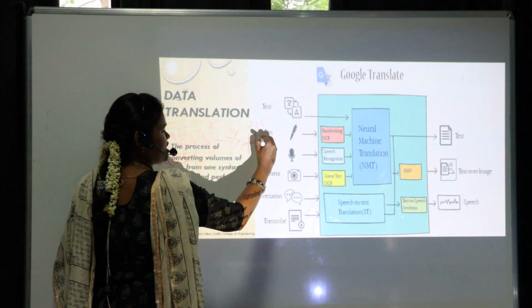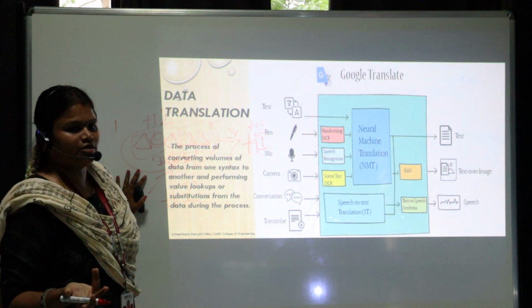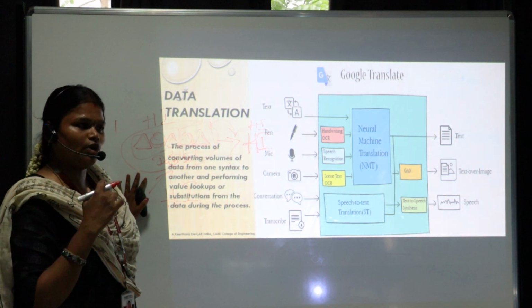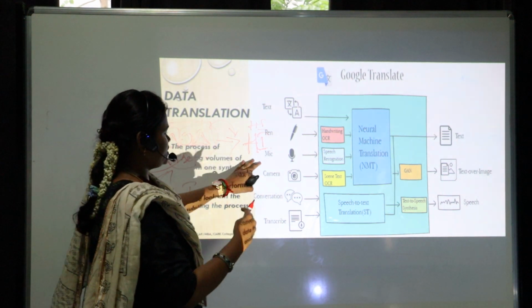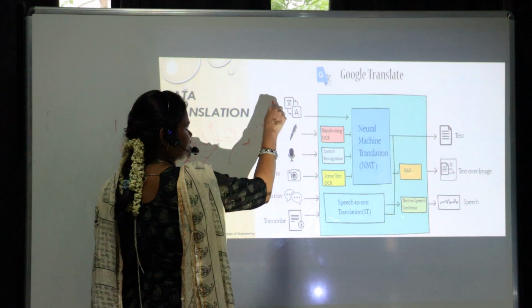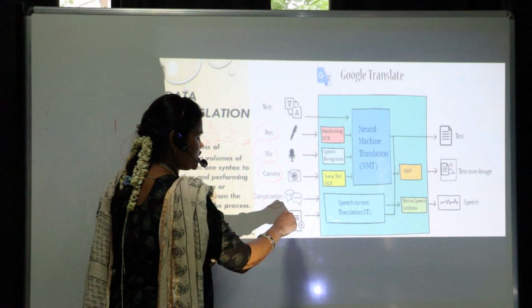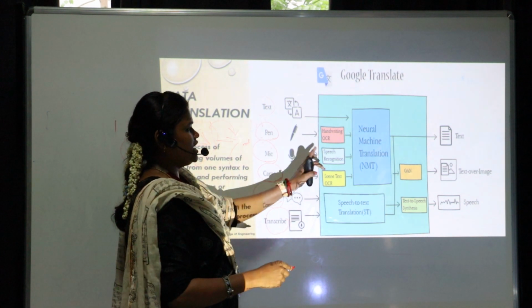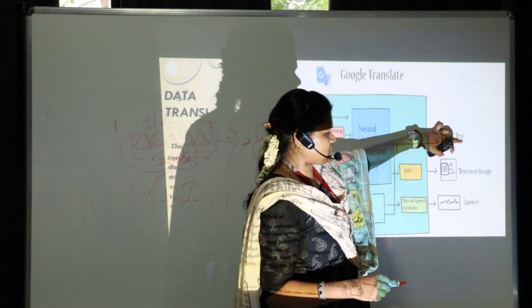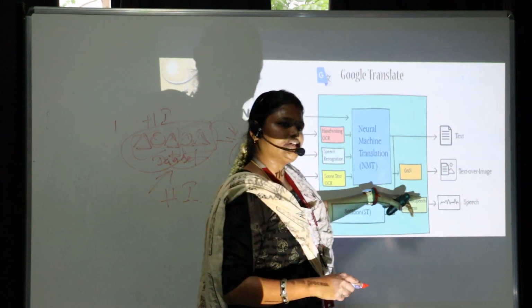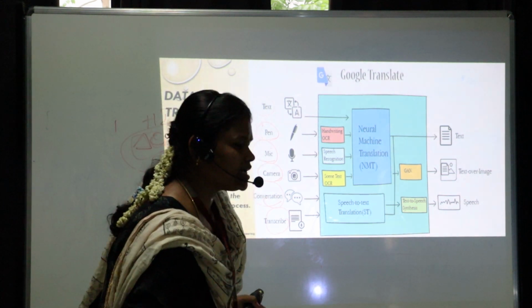The particular example for this is Google Translator. Whatever input we give, whenever we use our voice note, it will translate and give us the result. It will use a text message, a pen, a mic, a camera, a conversation or a transcript of what we are sending. It will convert it using a neural machine translation and give us text or speech. This is how Google Translator works based on the data set we are giving.